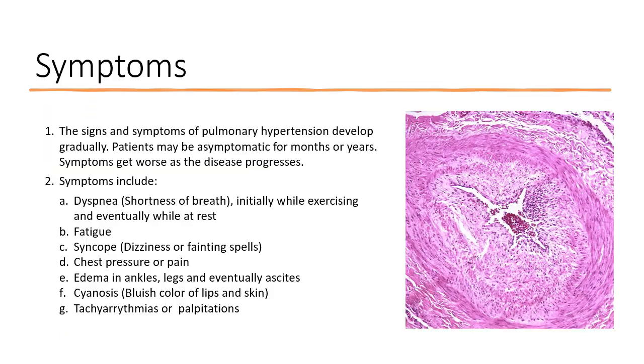The signs and symptoms of pulmonary hypertension develop gradually. Patients may be asymptomatic for months or years. Symptoms get worse as the disease progresses. Symptoms would include: 1. Dyspnea, or shortness of breath, initially while exercising and eventually while at rest. 2. Fatigue. 3. Syncope, dizziness or fainting spells.